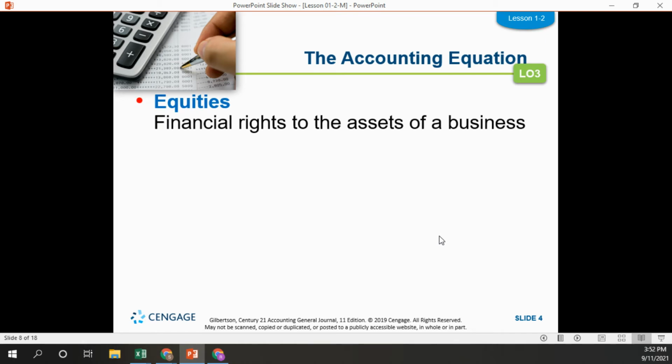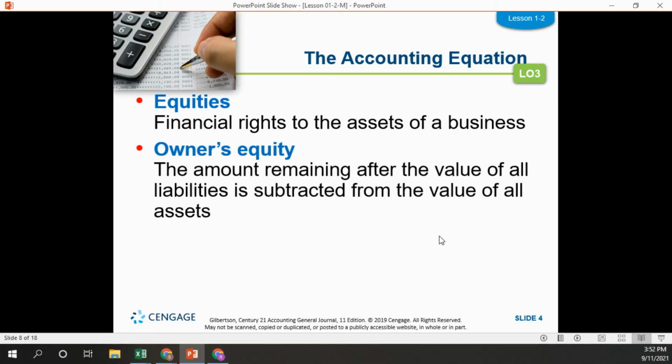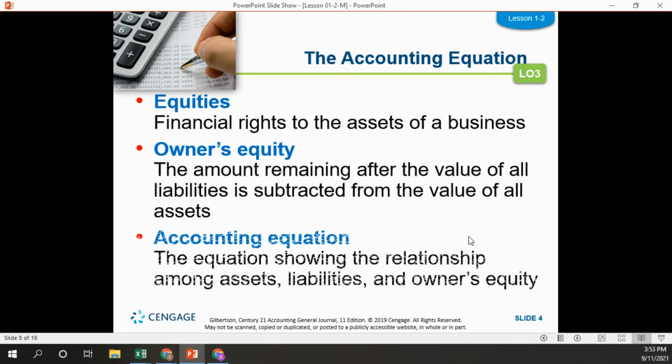And before we talked about net worth in lesson 1.1, financial rights, the assets of a business. So yeah, you own assets, but how much of those assets do you have a claim against as opposed to your creditors? That term I'm going to talk about in a moment here. How much do they have a claim against? Owner's equity, the amount remaining after all the liabilities are subtracted from the assets. So the company has all the assets and somebody has a claim against them, either the creditors or the owners. So owner's equity is what's left over after you subtract the liabilities. That's a part of the company you own, owner's equity.